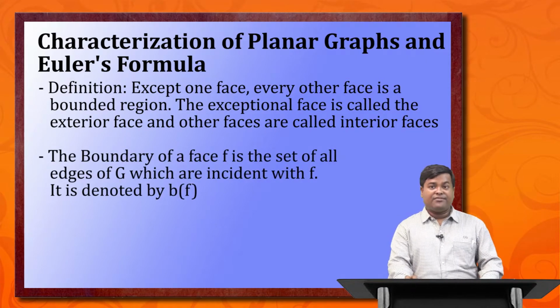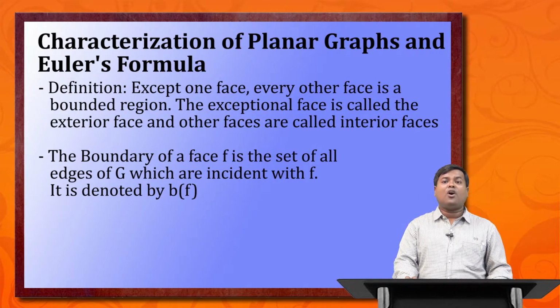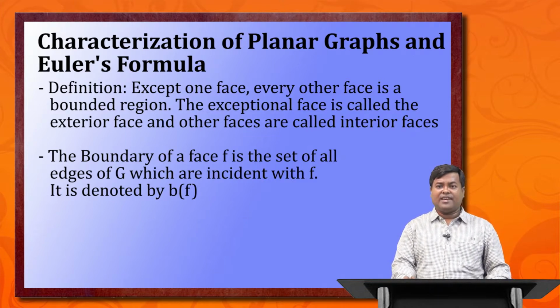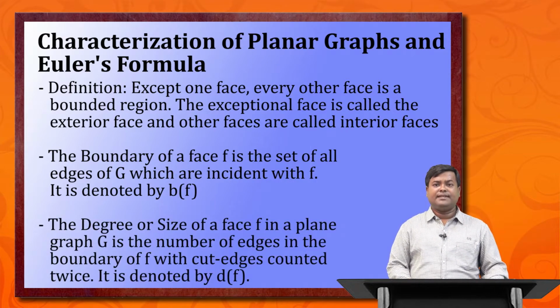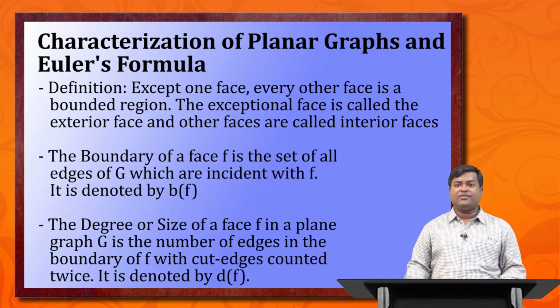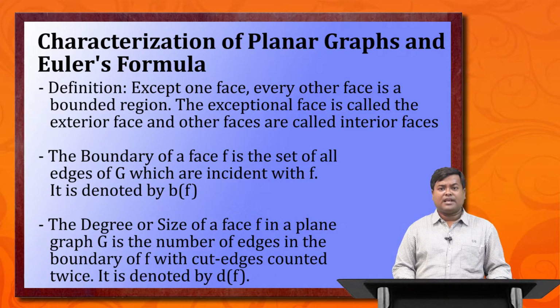The boundary of a face F is the set of all edges of G which are incident with F. It is denoted by B(F), the boundary of F. Now we have another definition, the degree or size of a face. The degree or size of a face F in a plane graph G is the number of edges in the boundary of F, with cut edges counted twice. It is denoted by d(F).